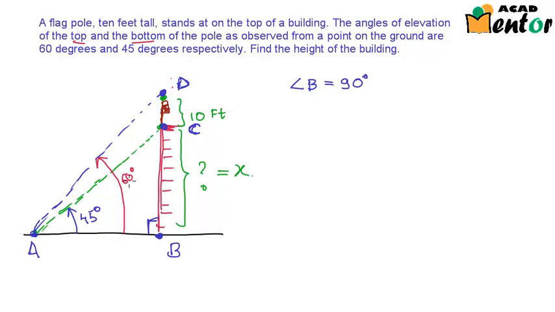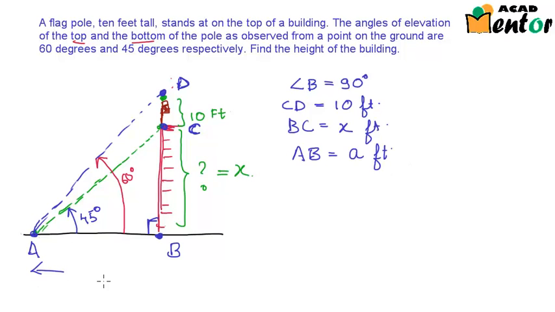So there are two right angle triangles here, ABC and ABD. We know the length of the pole, that is CD, is equal to 10 feet. We have assumed that the length of the building BC is equal to x feet. We can also assume that AB is, let's say, a feet. a is some number. This length is a. So the point A is a feet away from the base of the building, that is point B.